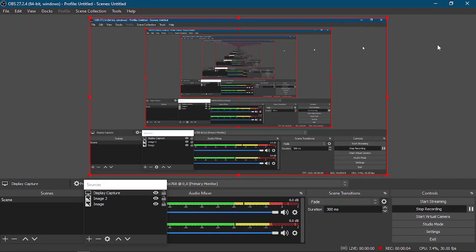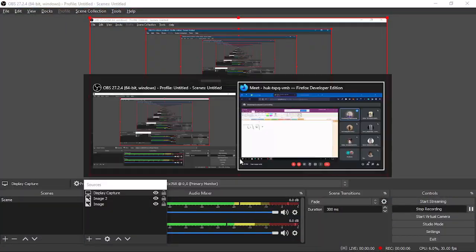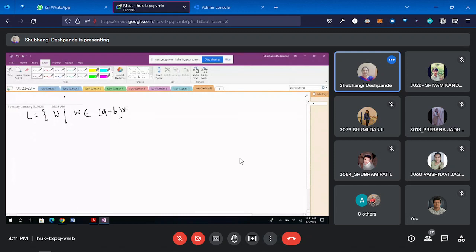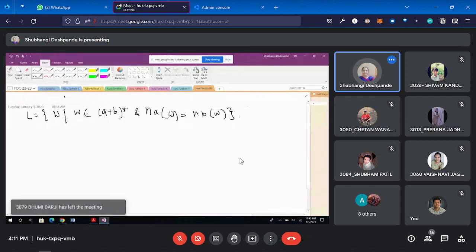L is equal to W, where W belongs to (A plus B) whole star, and a condition is given: NA(W) equals NB(W), that is, the number of A's in W equals the number of B's in W. Can you recognize which problem this is? We have already solved this. It is the problem of an equal number of A's and B's.